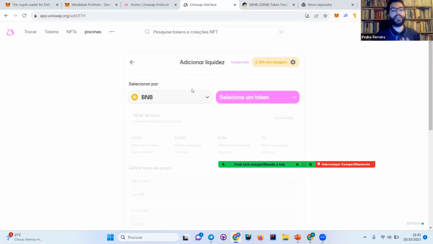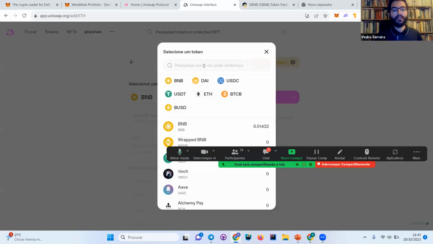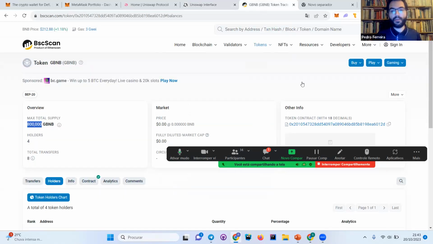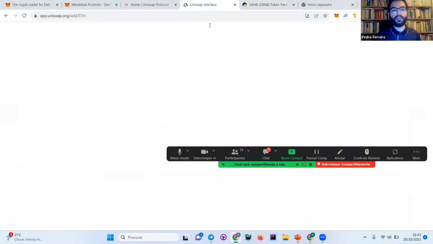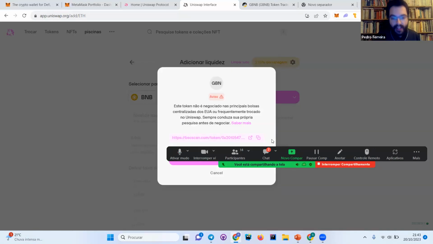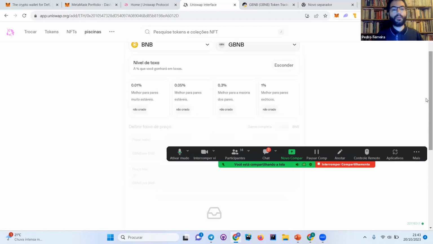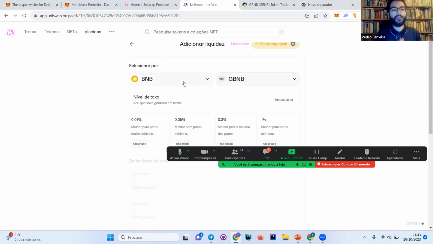But basically, what we are doing is giving value. You understand? We are giving value to our project. That is why projects need to set up liquidity. In this case, we are going to pass the contract of our token to give liquidity here, and it's going to show up as GNBNB. As you see, we are going to pair it with BNB. So basically, we are giving it value, and we are stabilizing and concentrating the value at BNB.